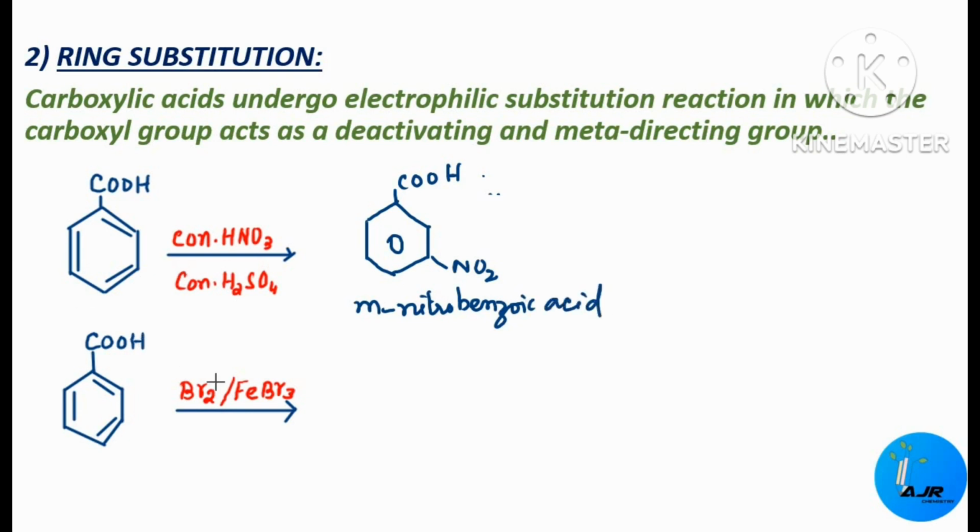And next, this benzoic acid is undergoing bromination in the presence of Br2 and FeBr3. Here also it is meta-directed, so we will be getting the product in the meta position. That is substitution in the meta position. BrCOOH, so meta-bromobenzoic acid.